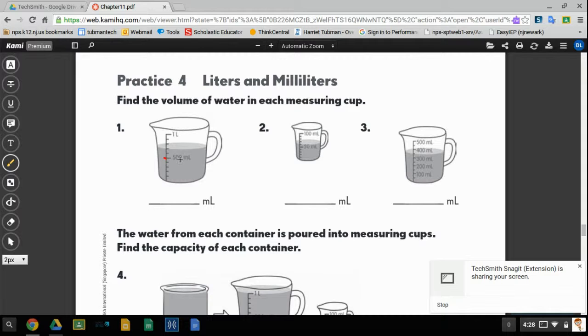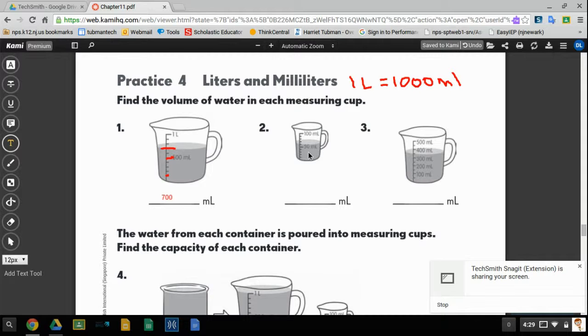So right now from this, I know that 1 liter equals 1,000 milliliters. So let's count. If that's 500, I know that each one of these is 100. So that's 100, 200, 300, 400, 500, 600, and right here it lines up right over here. So that's 700 milliliters.